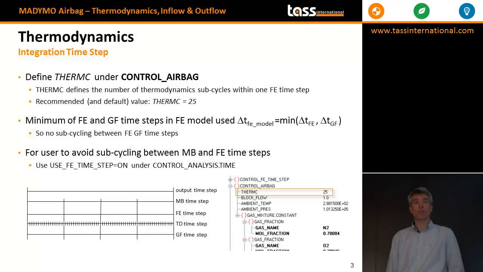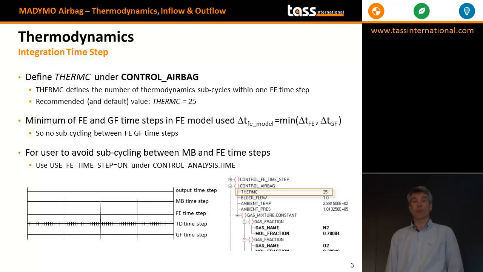The next slide, we're going to talk about the term cycle. It's defined under control airbag, as you can see in the example in the right bottom. It's set to 25. This is generally a good model. But what does this value mean? It's a thermodynamic subcycling with respect to the FE time step. It means that in one FE time step 25 thermodynamic calculations are performed.